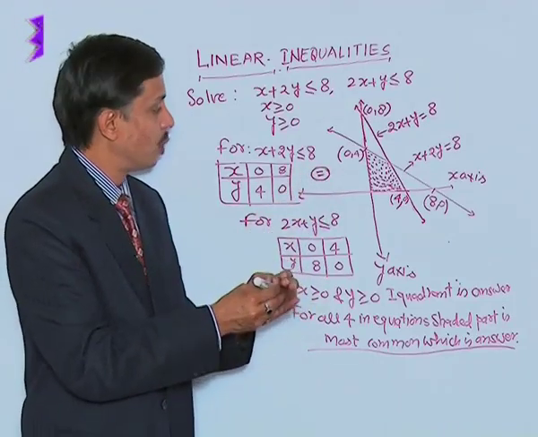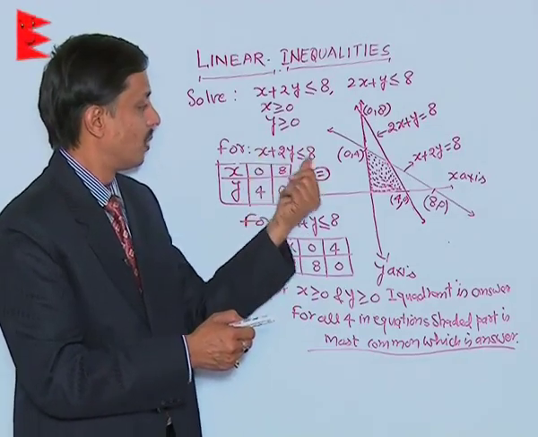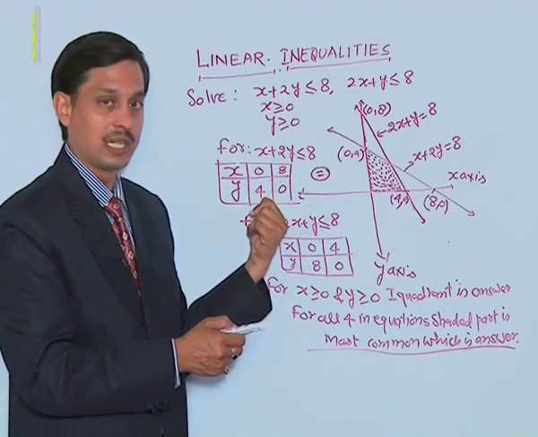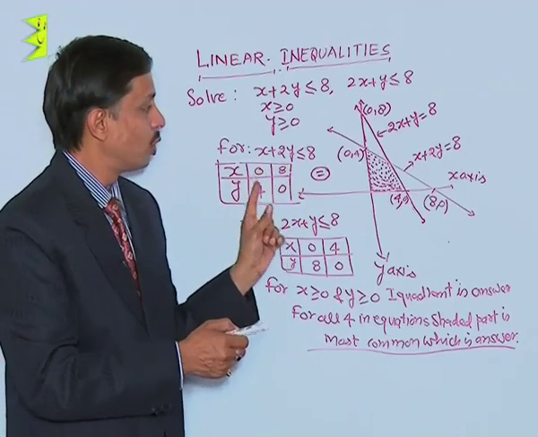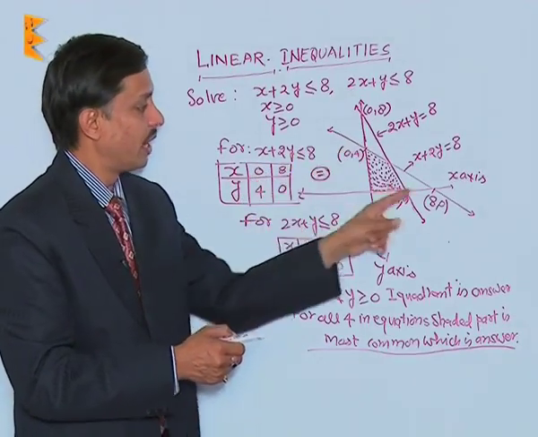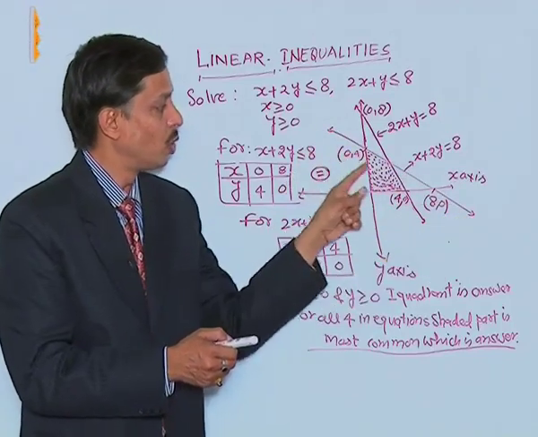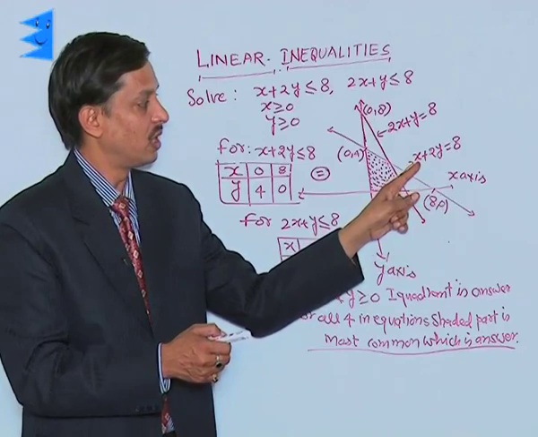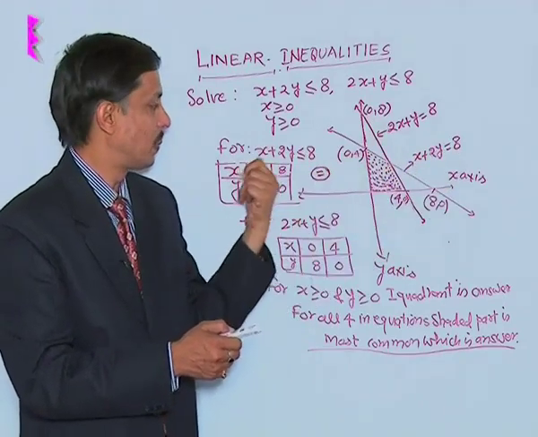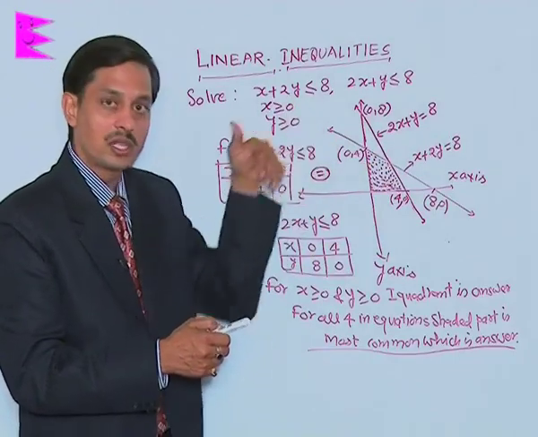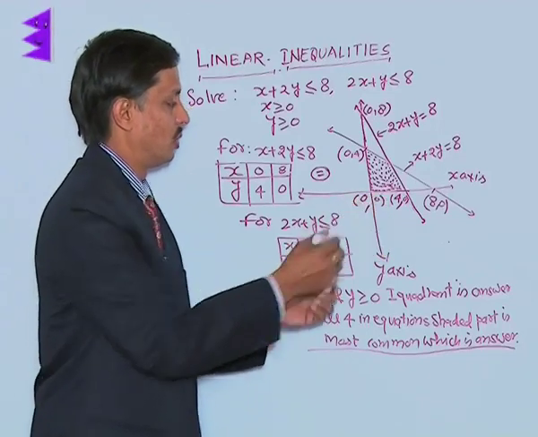If I take x as 0, by the equality y will be 4, or if y is 0, the answer for x will be 8. And 0 comma 4 is this point, 8 comma 0 is this point. So I have drawn this line joining 0 comma 4 and 8 comma 0. This is the equation x plus 2y is equal to 8. And 0, 0 is satisfying this inequality, so its graph will be toward the origin side, that is toward 0, 0.